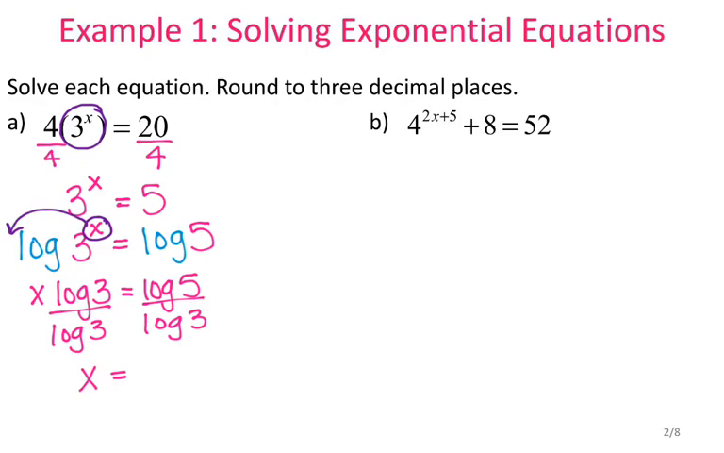I'm going to go ahead and put that into my calculator. And that gives me, let's see, what does it say to round to? 3 decimal places. So I have 1.465.